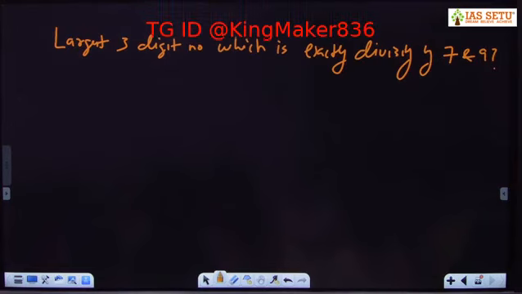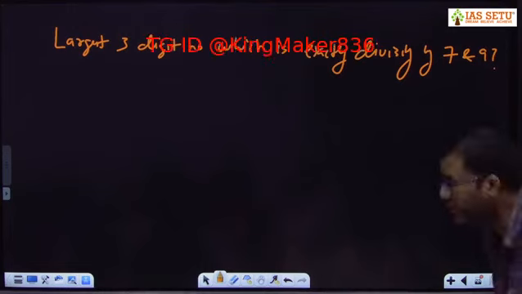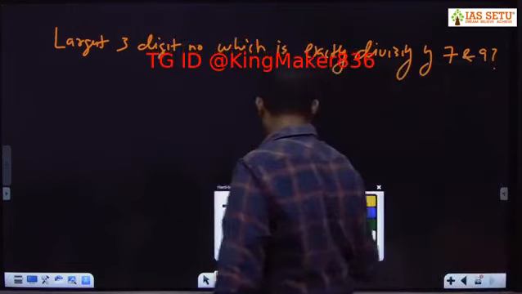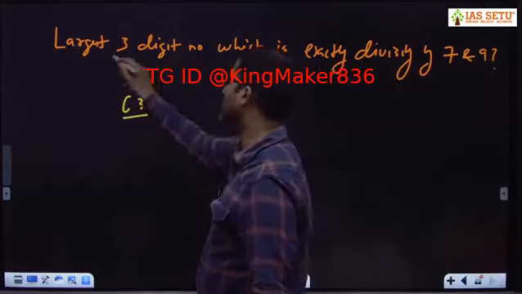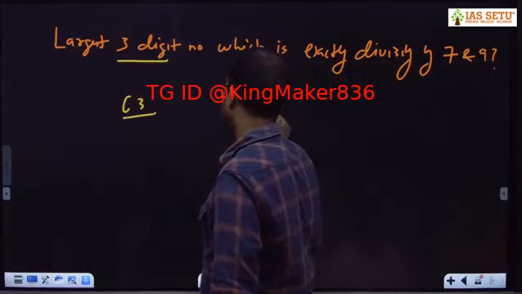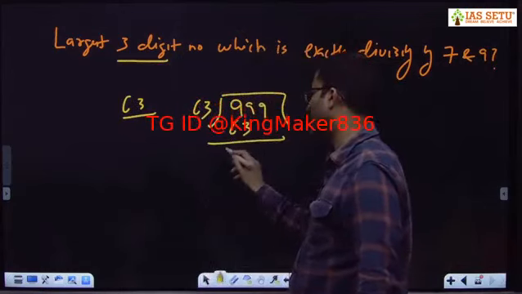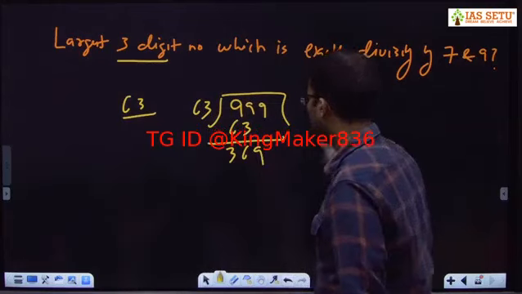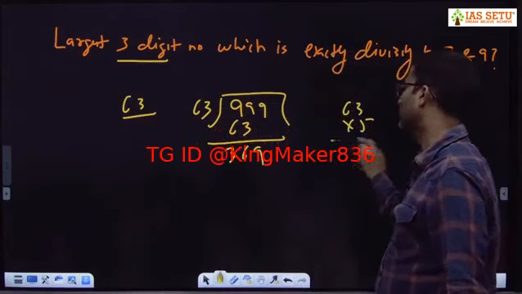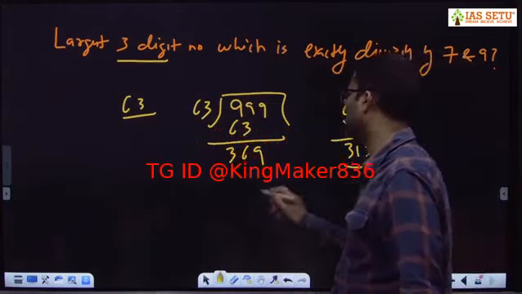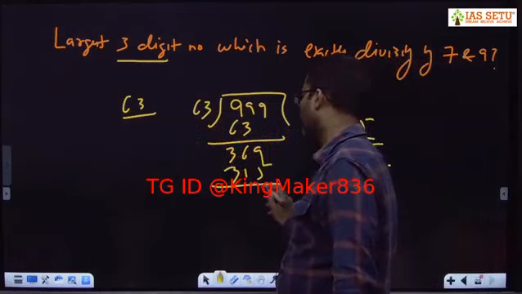So what is LCM of 7 and 9? 63. So we are looking for a multiple of 63. But the largest 3-digit number is 999. So you divide by 63. It takes 3, 369. What is 63 fives? 315. So it is 315.